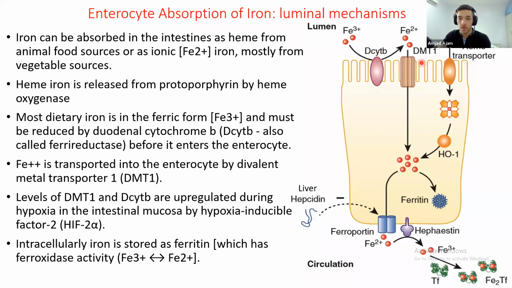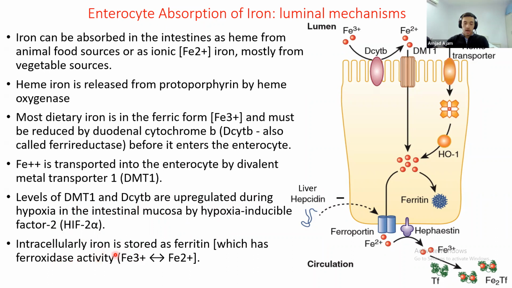Now the levels of those two, the duodenal cytochrome B and the DMT1, increase during hypoxia by the HIF2 alpha. Basically, HIF2 alpha is a transcription factor that will increase the synthesis of those two during hypoxia. Hypoxia means low oxygen, and obviously during hypoxia we require more iron, right? So we can have more RBCs, so that oxygen can bind to iron. Okay, so just know that during hypoxia, we have the HIF2 alpha that will upregulate the transcription of DMT1 and duodenal cytochrome B.